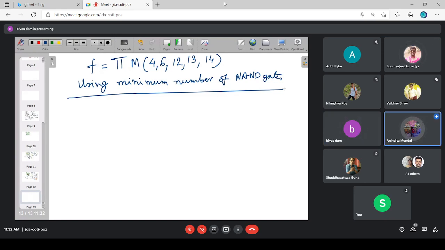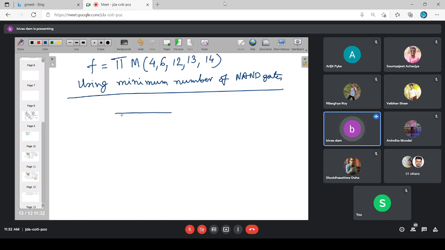NAND gates, yes, because you are asked to design the function using NAND gates only. Whenever you are asked to design any function using only NAND gates, that means you are being asked to design the function in NAND form, which in essence means realizing the function using the sum of products format. So I have to realize this in sum of products format.